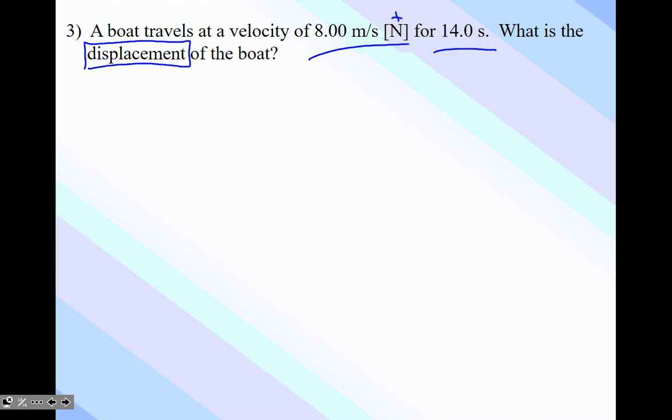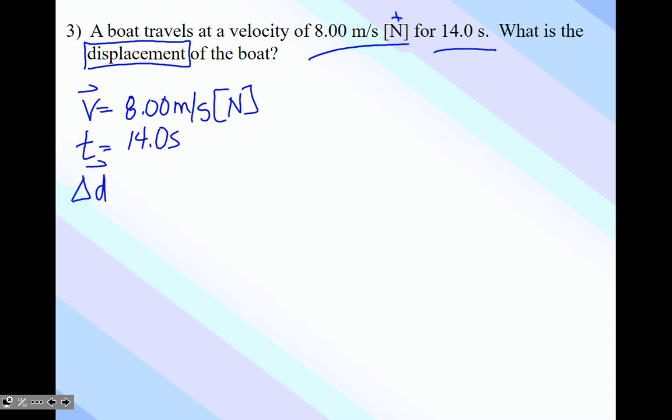So let's write down everything that we have. Velocity, I should say, because it has a direction: 8.00 meters per second north. And we have our time, which is 14.0 seconds. Remember, time is a scalar always. So then we are definitely looking for our displacement, not distance, so we have to have that little arrow on top. So let's go ahead and write our formula. Velocity is equal to change in displacement over change in time.